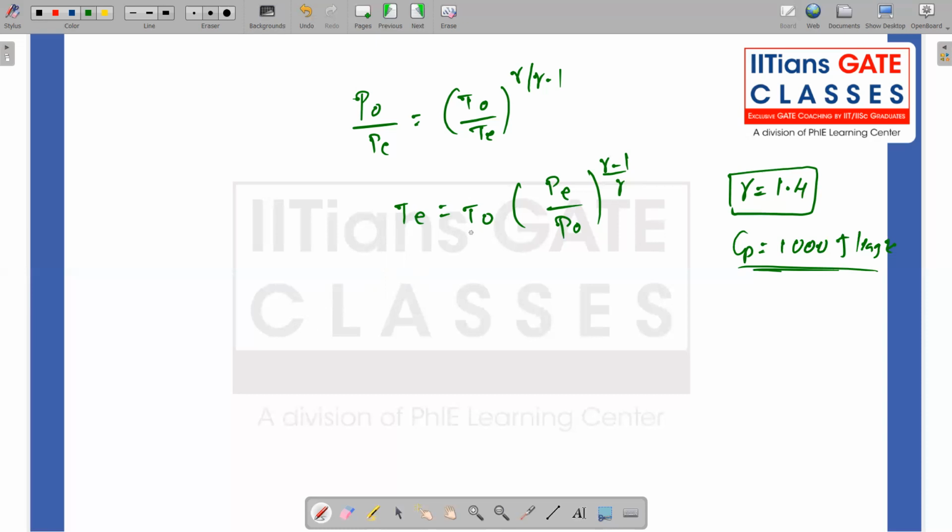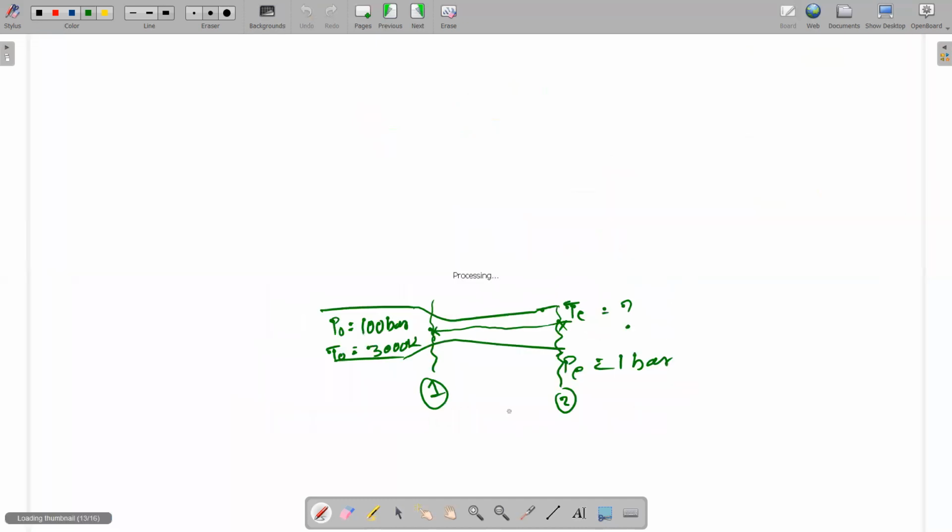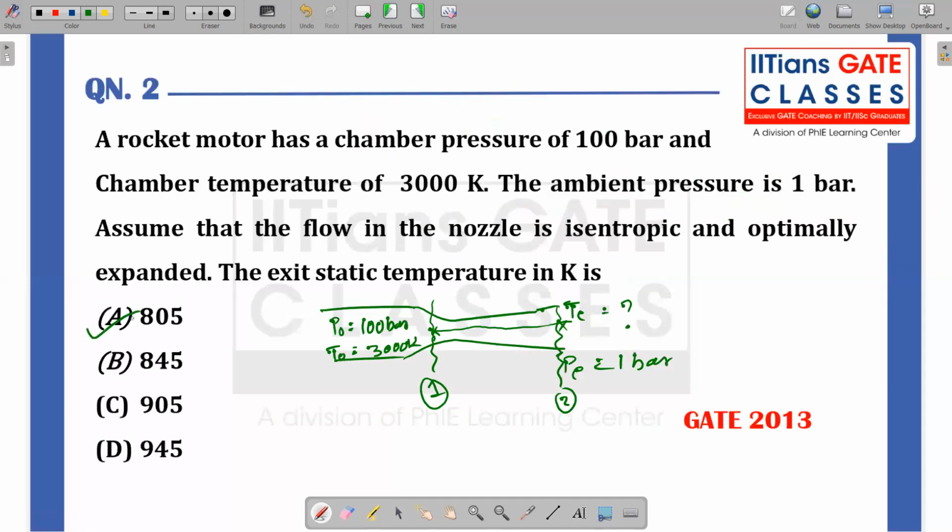Okay. So now I am using just the given information. TE is equal to 3000 times PE, which is 1, divided by 100. Both of them have the same unit, so I don't have to convert here. It's a ratio. And the power is 0.4 divided by 1.4. If I do that, I should get 805 Kelvin. So that 805 Kelvin is option A. All right. So I think this is the last question I wanted to discuss in this class.